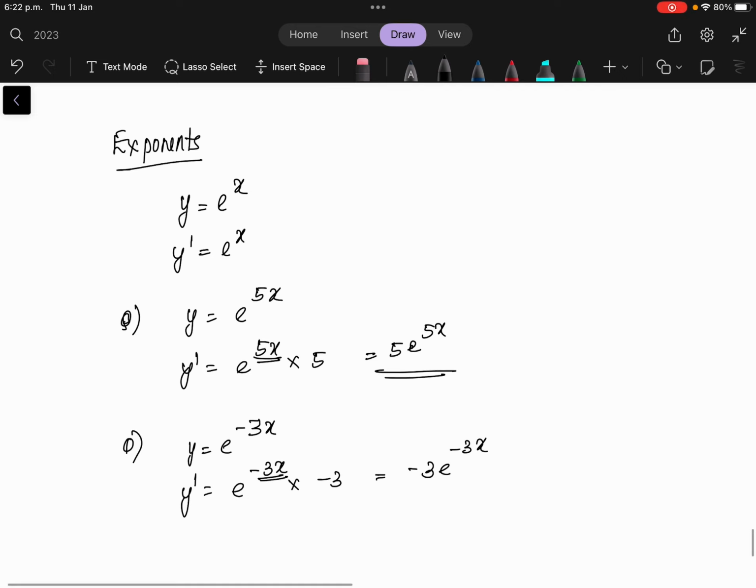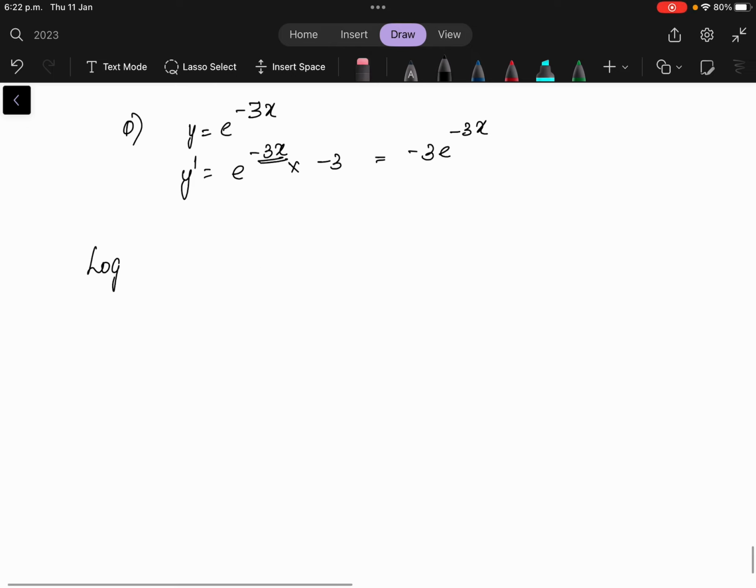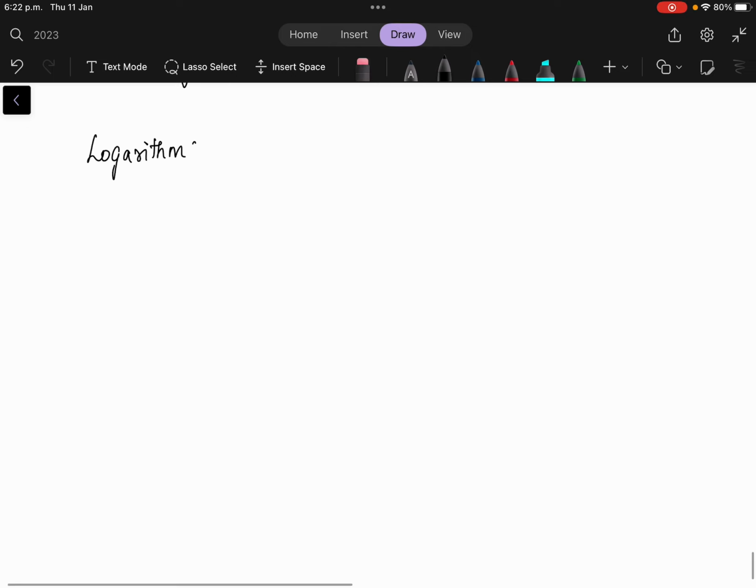Now the next one is logarithms. You need to know the log rules before we simplify. For the differentiation of logarithms, if y is equal to ln x, y dash will be equal to 1 over x. But you have to know the laws of logarithms before we simplify, only then will you get the correct value. I'll show you with some examples here.